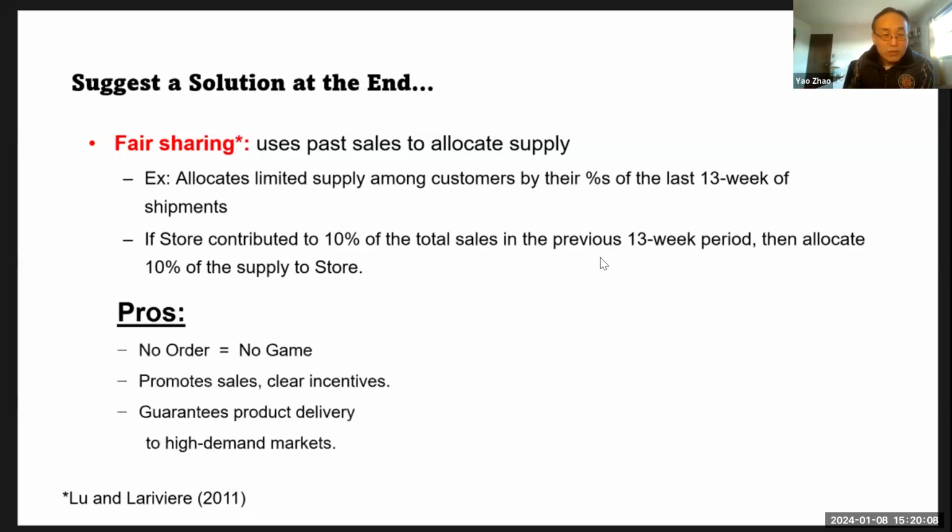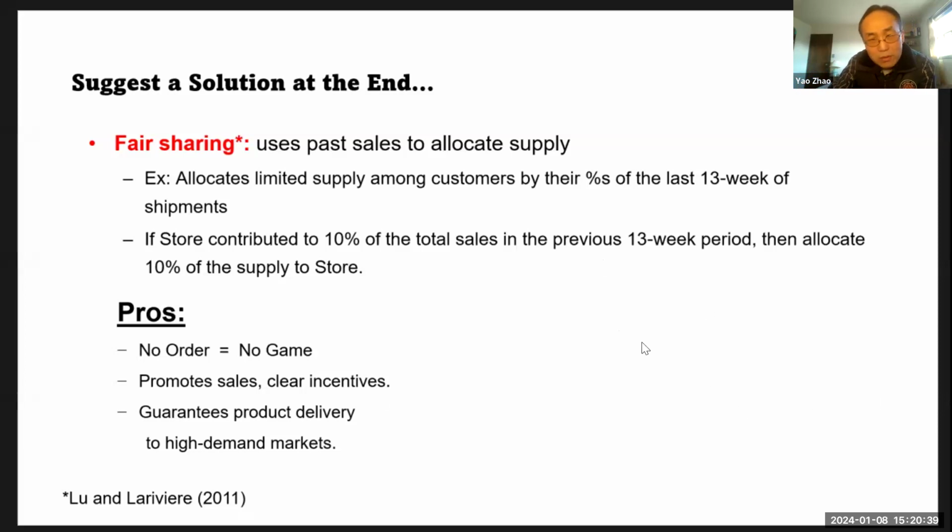So the benefit of this is no order, no game, because we're not going to listen to you. We'll only look at the numbers that happened in the past. And also it promotes sales. It provides a clear incentive to the customers to sell more. You only get more if you sell more. It also guarantees supply delivery to high demand markets.